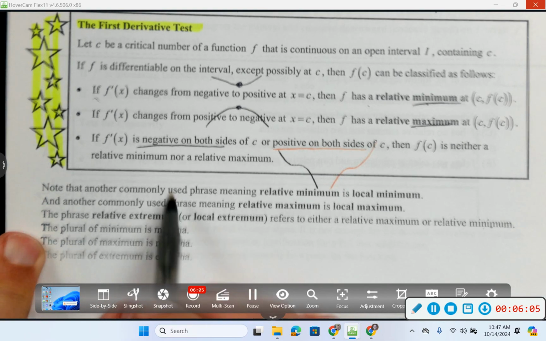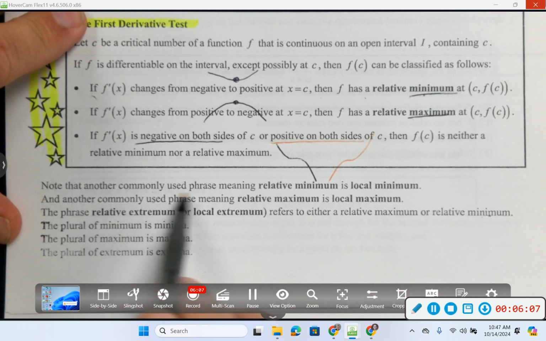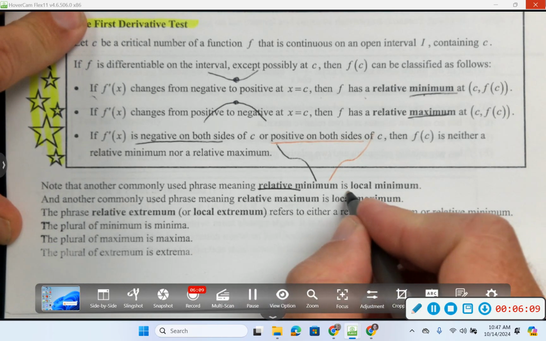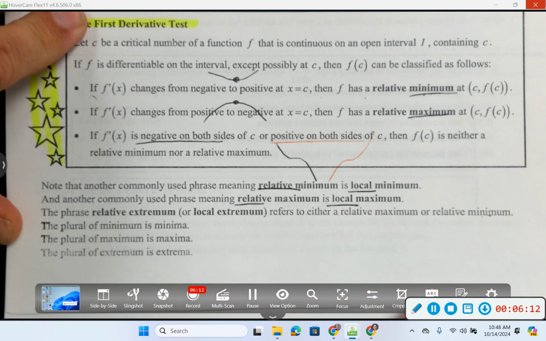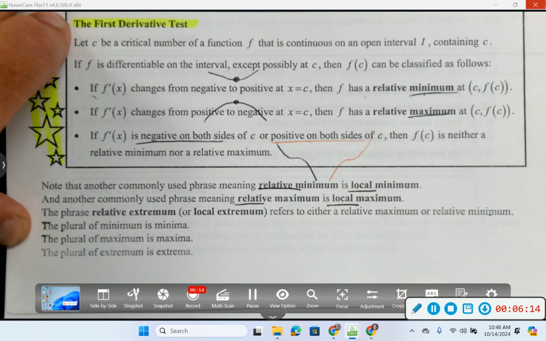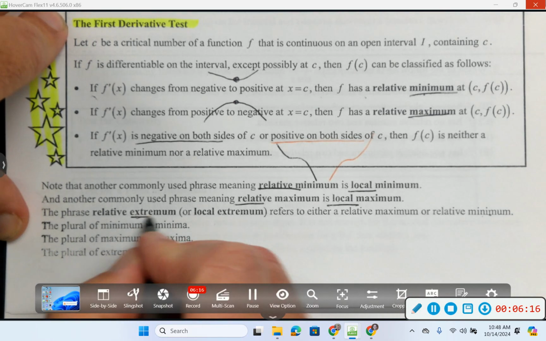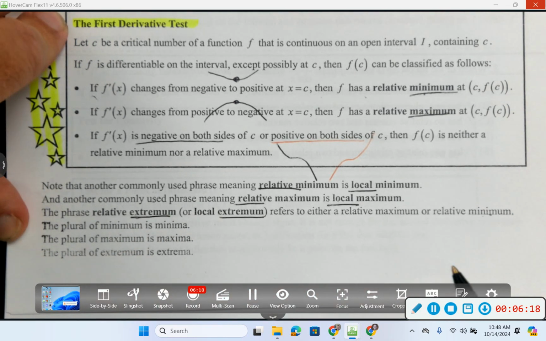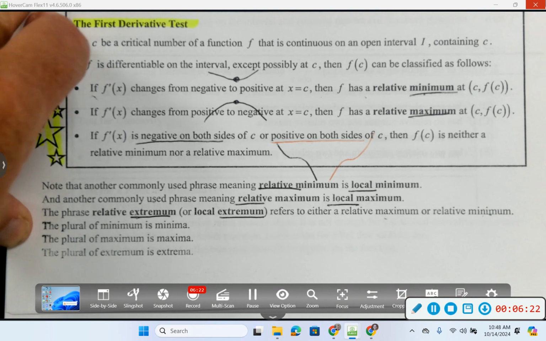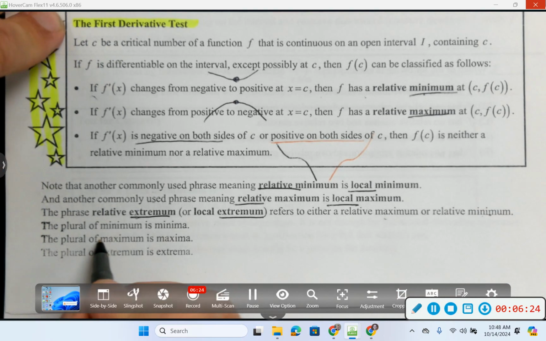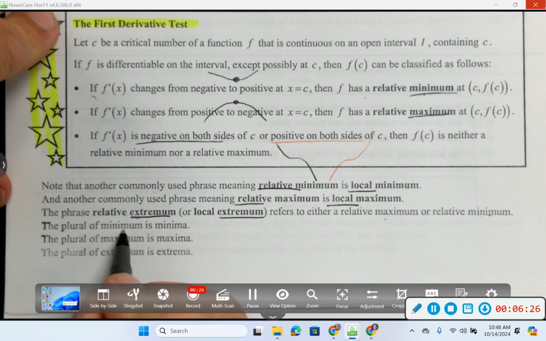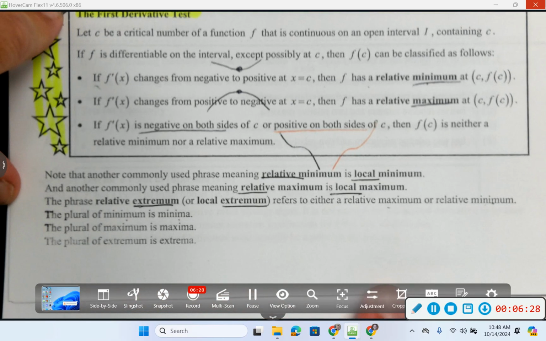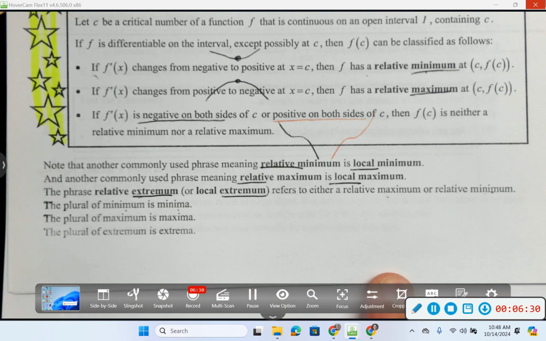Okay, the rest of this is pretty quick and easy here. Relative means the same thing as local. Relative and local, those mean the same thing. Relative extremum, local extremum, refers to a max or a min, like the extreme value, the extreme high or extreme low. And then some plurals. Plural of minimum is minima, plural of maximum is maxima, plural of extremum is extrema.